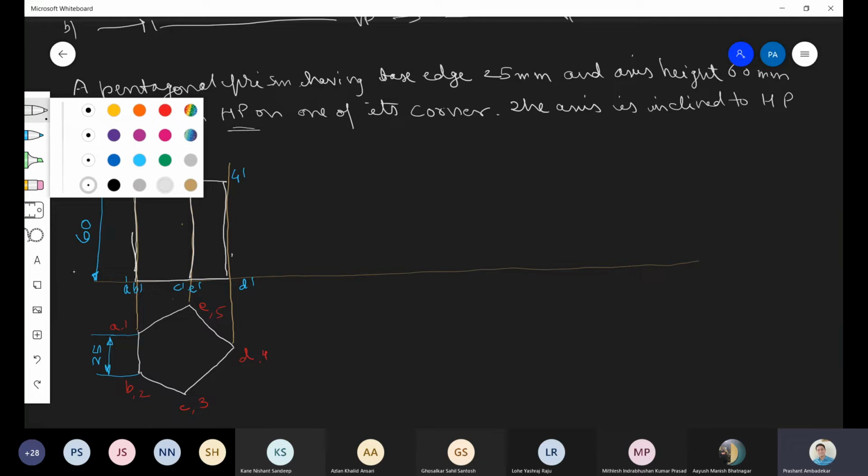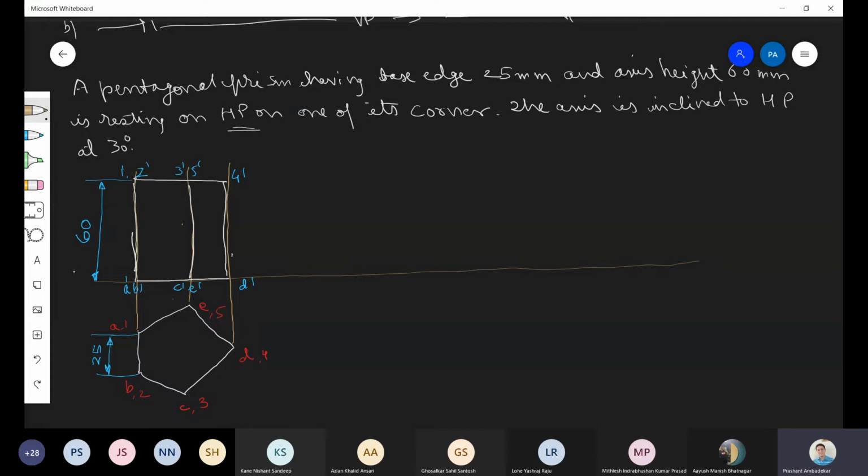Now what is the second stage? Second stage is to incline it. At what angle? Angle given is 30 degrees. So pay attention now how I am drawing the inclined view. So first I am drawing this line. This line is drawn at what degree? Can you tell me the angle?